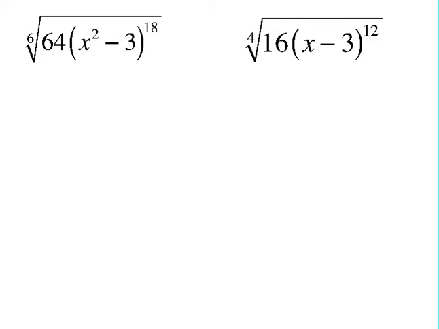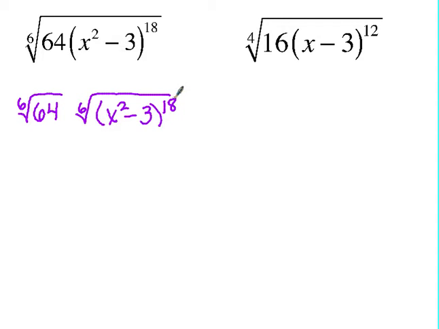So let's go ahead and look at this one. Once again, I've got the sixth root of 64, x squared minus 3 to the 18th. Let's break that down into two quantities because I think that's a little bit easier to understand. So the sixth root of 64. What I need to think about is what times itself 6 times will give me 64? So there's your 2. Wait, what will this give me?